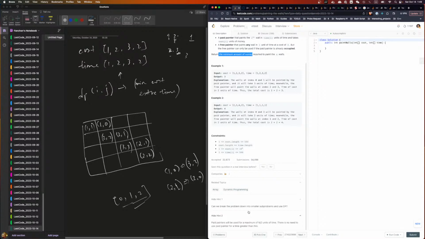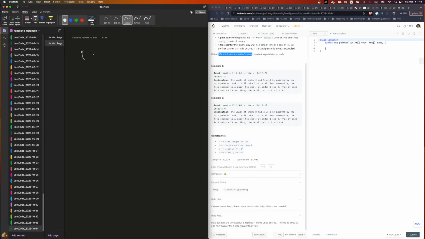If we sort the cost, okay, what if we sort the cost? Yeah, I don't really think the hint helps that much. If we sort the cost, so C0, C1 all the way to Cn, and T0, T1 all the way to Tn, right? And then we say cost is increasing. Of course, right?